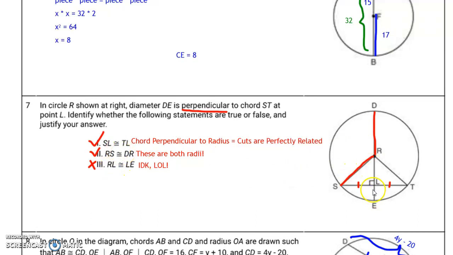However, RL and LE, we don't know anything about them, so I don't know. And LOL, I'm not really sure what that stands for.